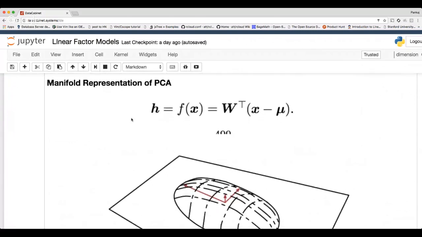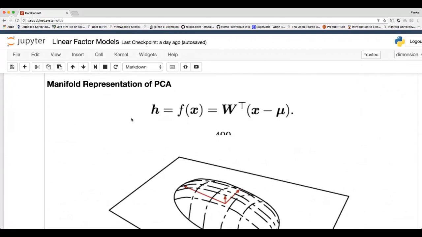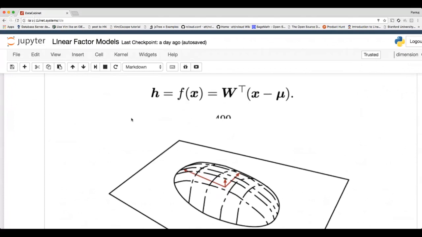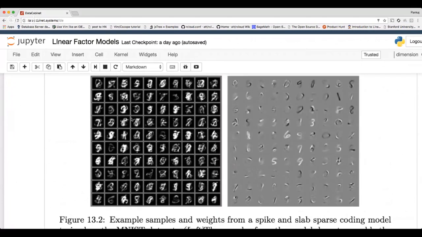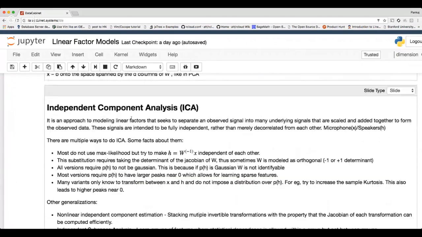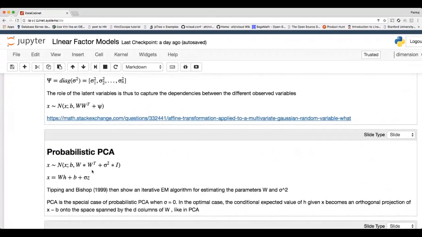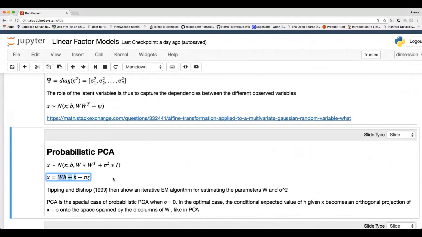And the last one is a description of PCA. So the book says PCA is basically principal component analysis, and probabilistic PCA that we just saw here was like you're modeling WH plus B. In PCA, you're generally just modeling WH plus B. And in probabilistic PCA, you put a constant noise as well.